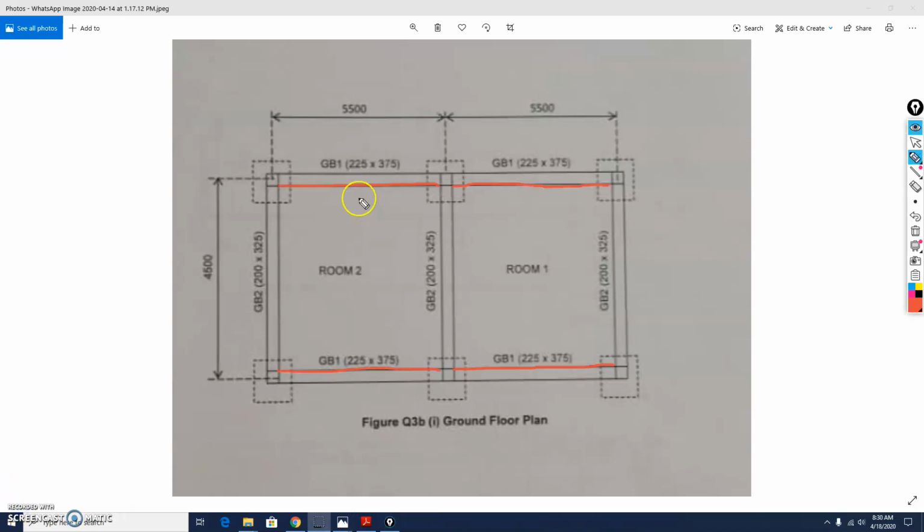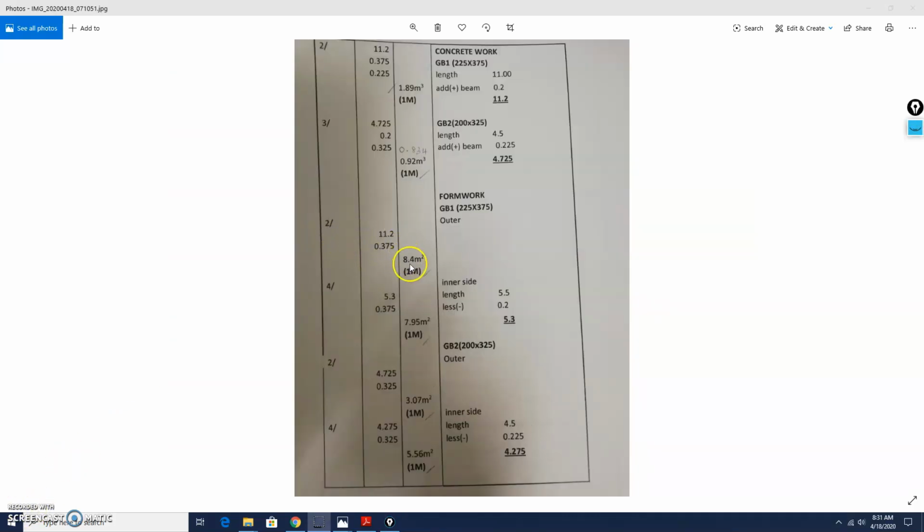And then for the inner, the time sink will be 4, because you will have 4 sides of inner for the formwork. And then the length will be 5.3, because 5.5 you need to minus 1 half column and another 1 half column here. So it will be 5.3. And then you need to multiply with 375, which is the depth of the formwork. So once you multiply, you will get for the outer 8.4 meters squared, and for the inner side, you will get 7.95 meters squared.